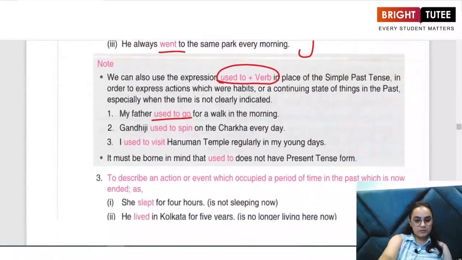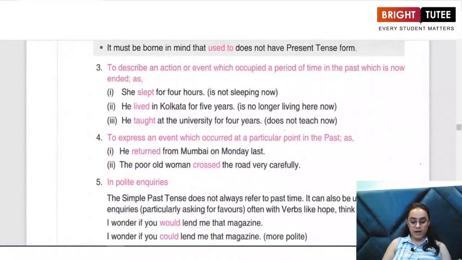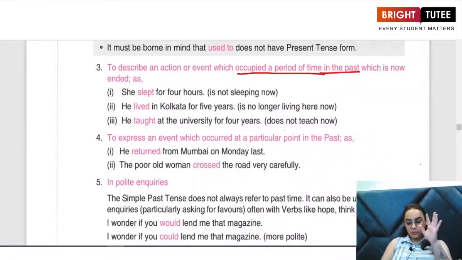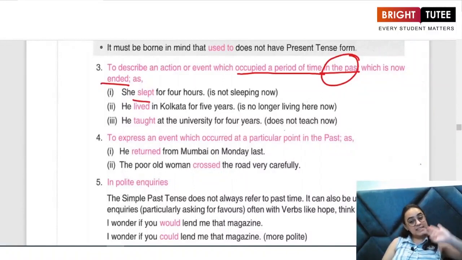The next usage of the simple past tense is to describe an action or an event which occupied a period of time in the past which is now ended. Something which took place in the past, but that period of the past when these actions took place has now ended. For example, she slept for 4 hours. So she was sleeping for 4 hours. Right now she is not doing so. Her duration of sleep has ended. So she slept for 4 hours.